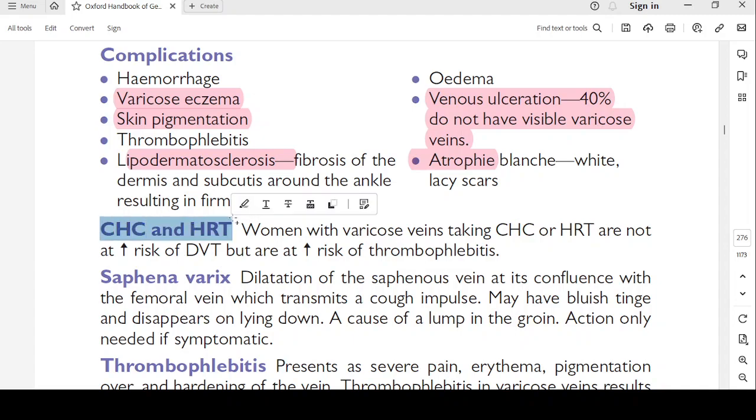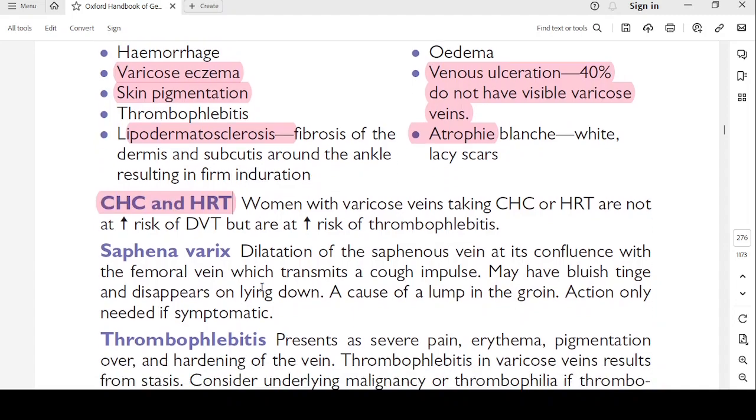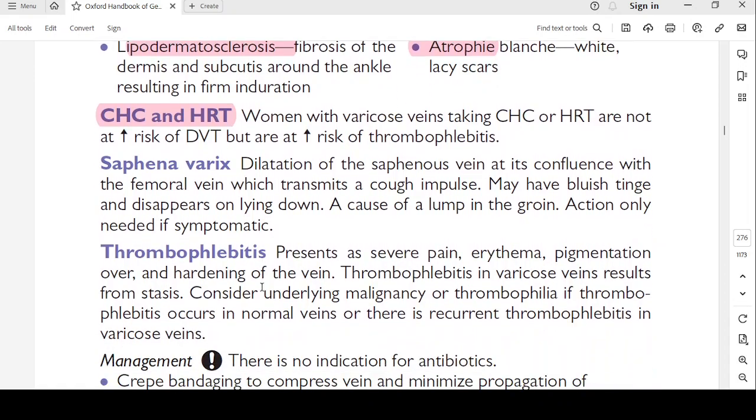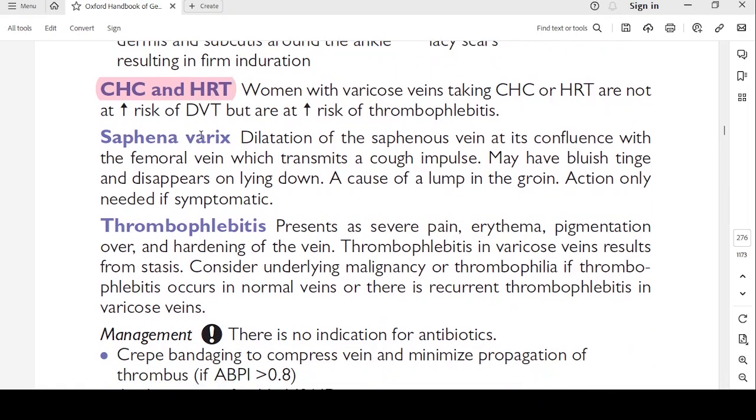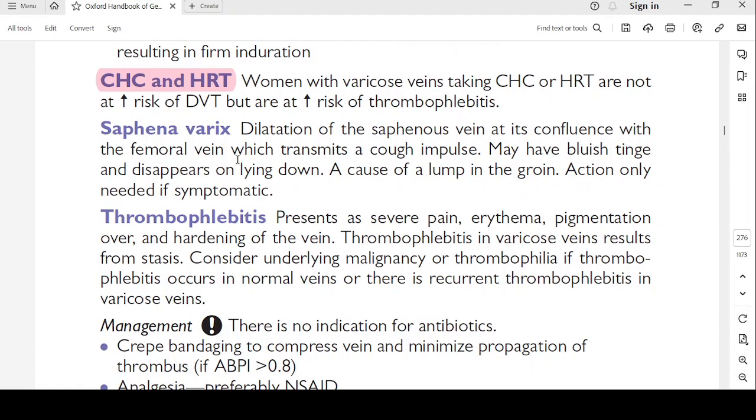CHC and HRT, combined hormonal contraceptives and hormone replacement therapy. Women with varicose veins taking CHC or HRT are not at increased risk of DVT but are at increased risk of thrombophlebitis. Saphena varix, dilatation of the saphenous vein at its confluence with the femoral vein, which transmits a cough impulse, may have a bluish tinge and disappears on lying down. A cause of a lump in the groin, action only if symptomatic.